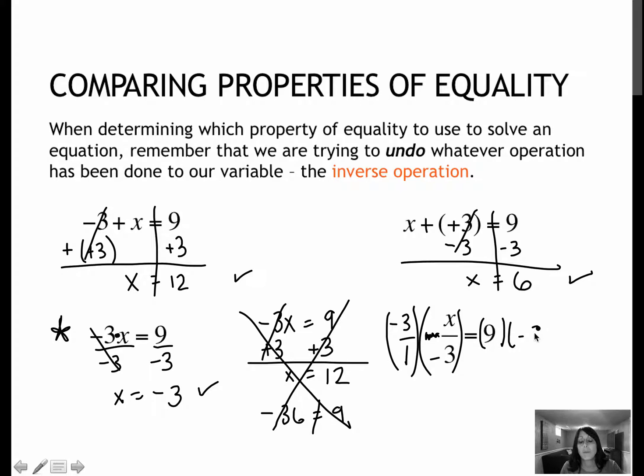So if I multiply by negative 3 on the left, my negative 3 on top and on bottom cancels, and I get x over 1, which is x, and 9 times negative 3 is negative 27, and that's my answer. I do the check. Negative 27 divided by negative 3 is positive 9, and so that checks out.